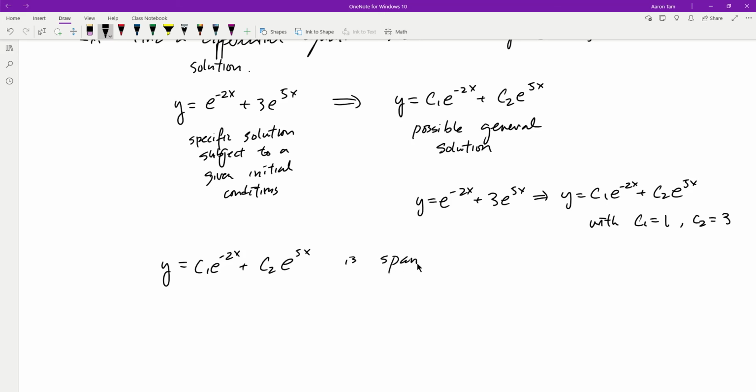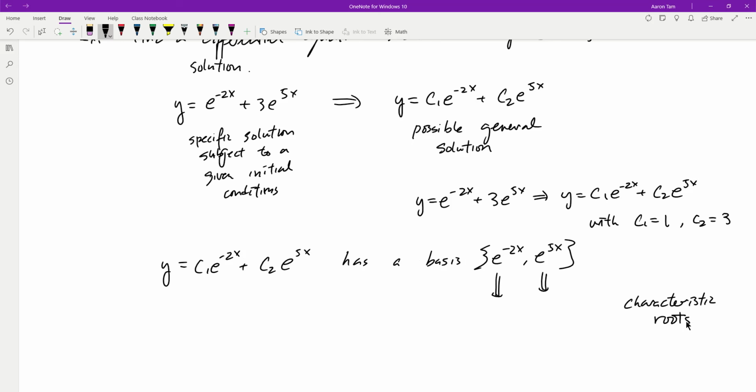So notice that the general solution, or actually maybe I'll write it this way, has a basis e to the negative 2x and e to the 5x. So therefore, since I know these two terms are solutions to a differential equation, that indicates it should have two characteristic roots at the very least. It could have more, but we don't know. But we do know at least it has two.